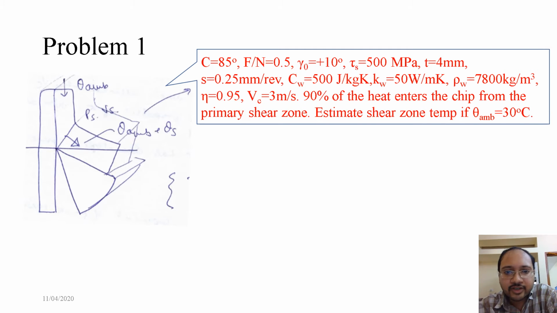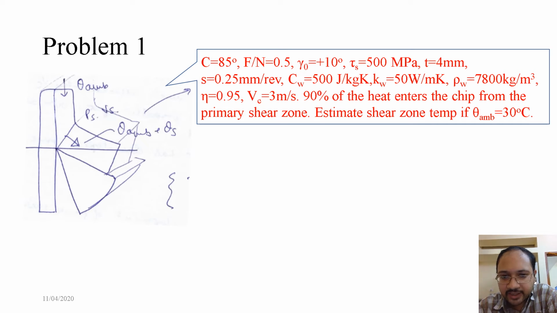Now let us solve a problem. Capital C, which is the machining constant, is equal to 85 degrees. F over N, that is the frictional force over the normal force, equals 0.5. Gamma O equals plus 10 degrees. Tau S, the shear yield strength, is 500 megapascals. T is equal to 4 millimeters. S is 0.25 millimeter per revolution.